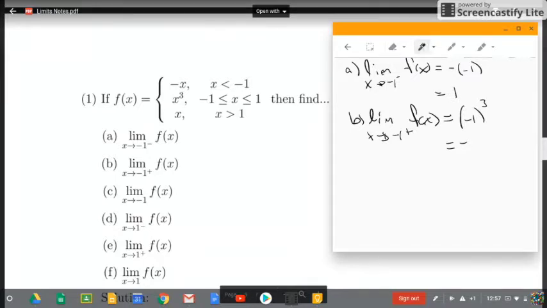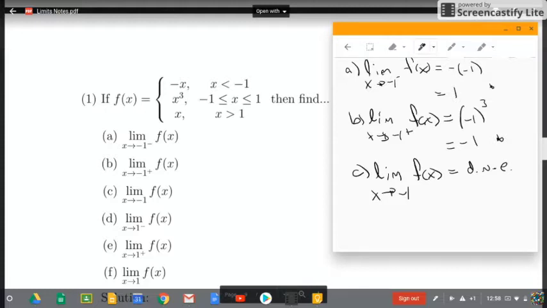Okay, negative 1 cubed is going to be negative 1, which means, part C, that the overall limit as x approaches negative 1 of f of x does not exist. Does not exist because the left-hand side and the right-hand side don't equal each other. So there's a discontinuity going on there.